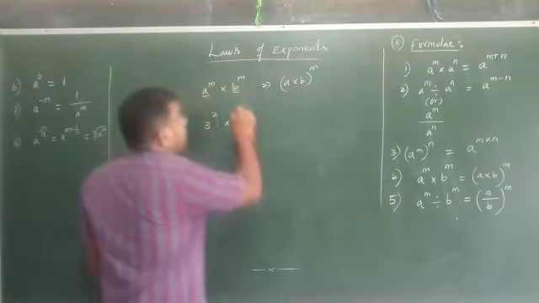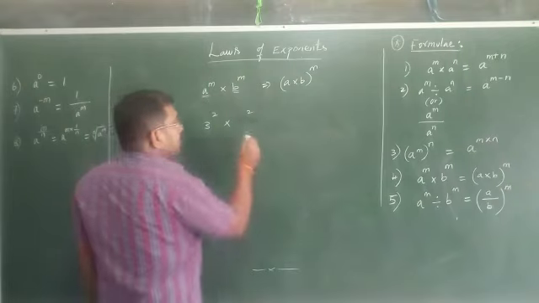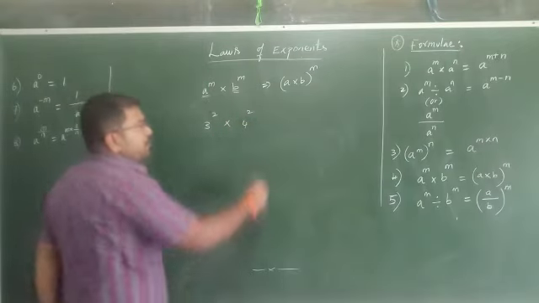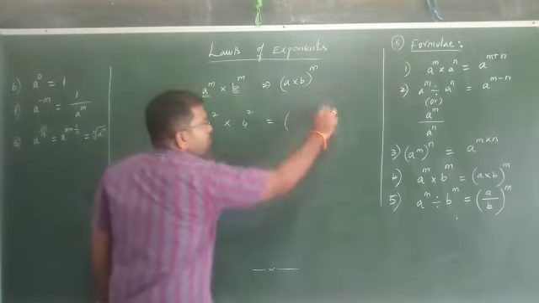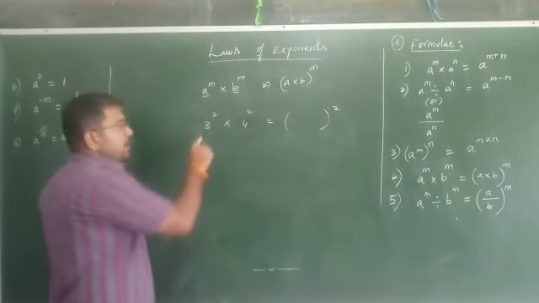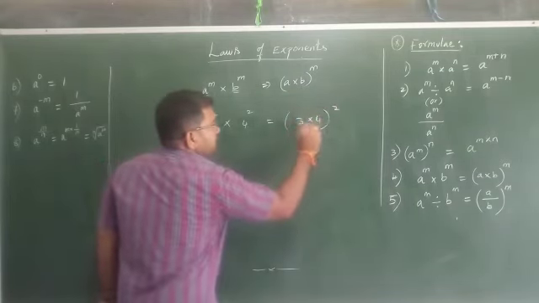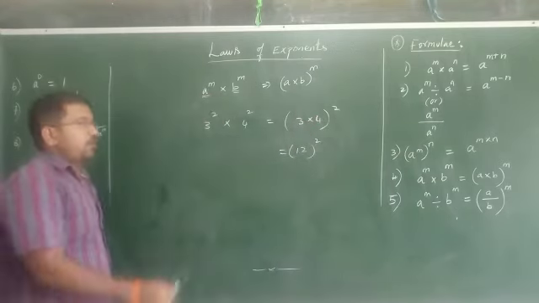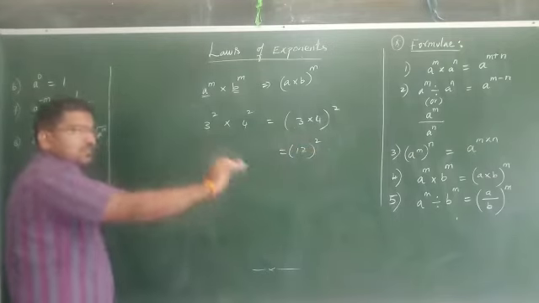So what example are we seeing here? 3 square into 4 square. Here the power is the same, so I am writing the power only once. I am writing 3 into 4, which is equal to 12 square. 12 square is equal to 144. This simplification is very easy.